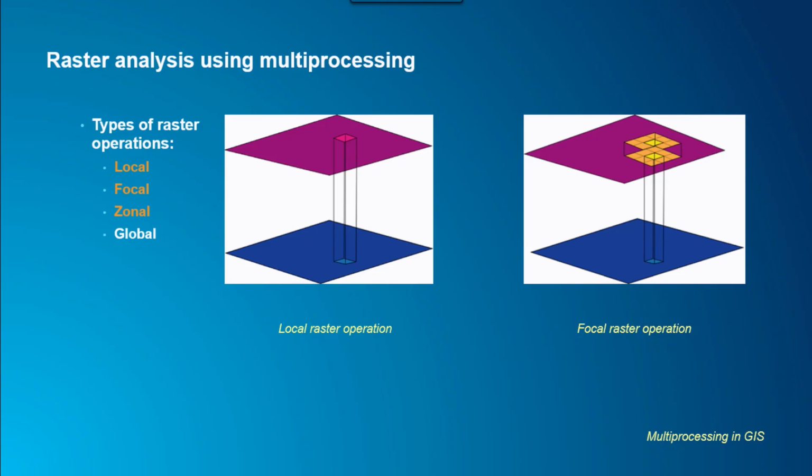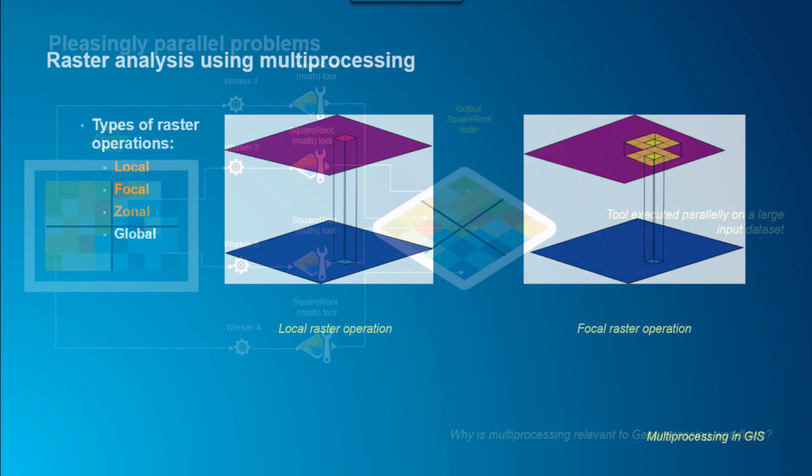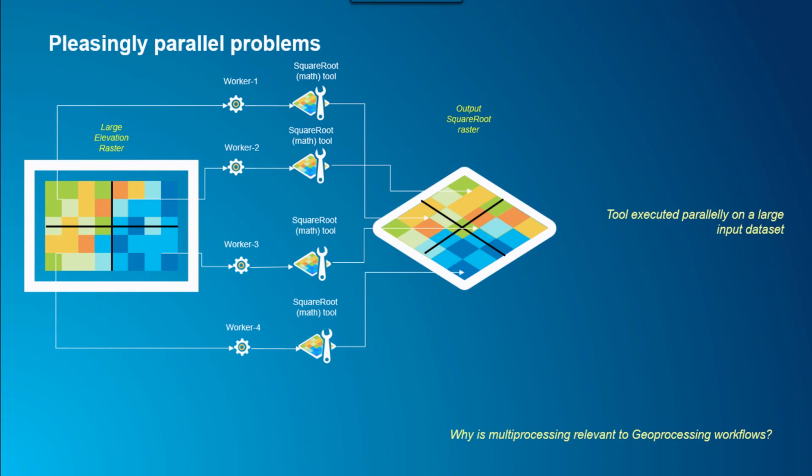Now, multiprocessing is actually very, very easy when you are doing local processing. Then focal. Going to zonal is doable, global is very difficult, right? But the fact that a lot of the operations you do are local and focal, sometimes zonal, means those are actually very easy to do, right? Here is an example. He says pleasingly parallel problems. Sometimes we say embarrassingly parallel problems, right? That we can do, but we don't do, and we should be doing.